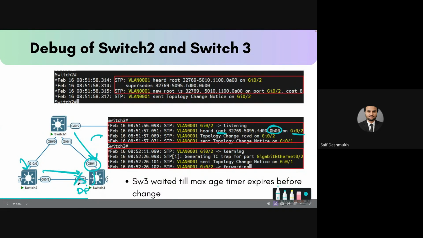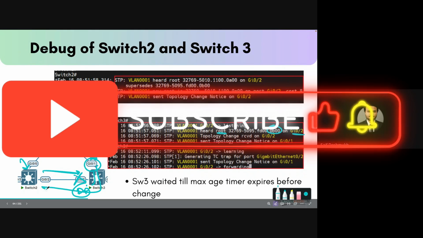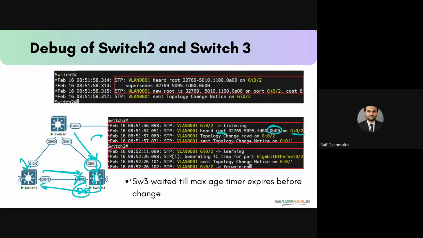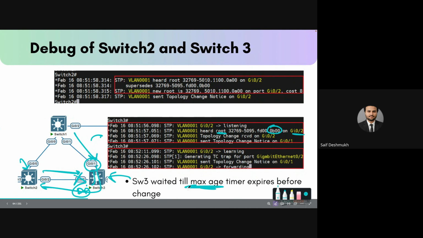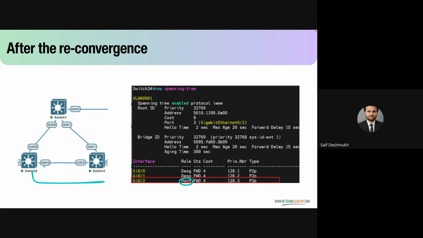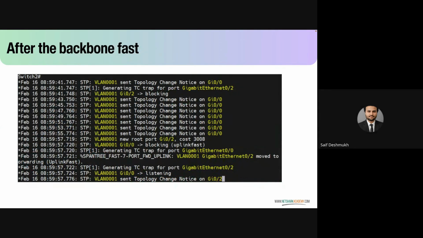It will keep this interface as a designated port, and it will start sending its own version of BPDU. But this was an indirect failure from the perspective of switch 3, and still it waited until the max age timer expired. After the reconvergence, switch 2 says gigabit 0/2 is my root port now. But in indirect failures, we don't want to go through all these things. At least the timer should be faster.